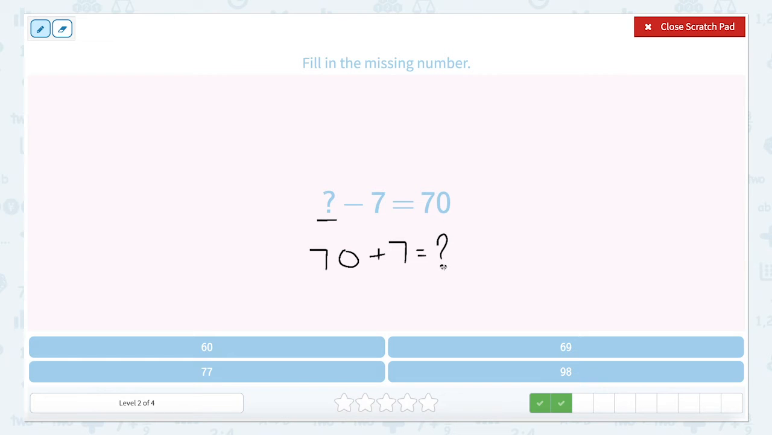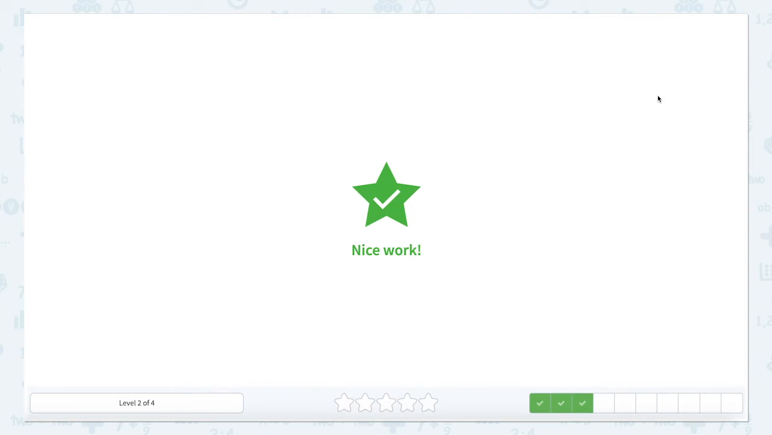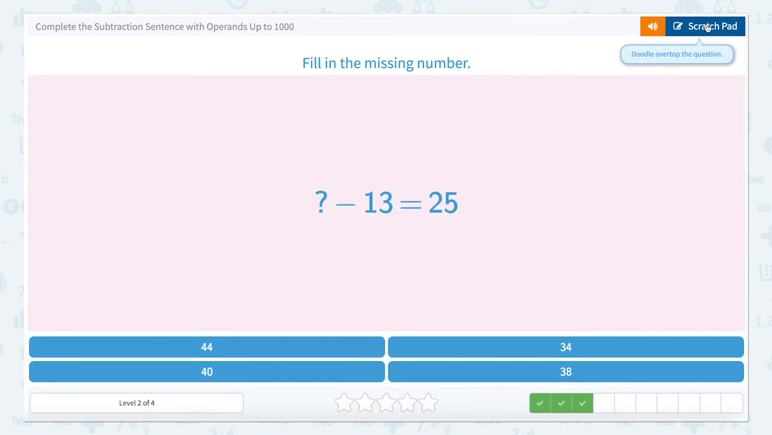This should be a little bit easier to do. 70 plus 7 is going to give us the answer of 77. We can plug that in here and see if 77, and I take away 7, does that equal 70? Yes. So now we can close that scratch pad, find 77, and move on to our next problem.